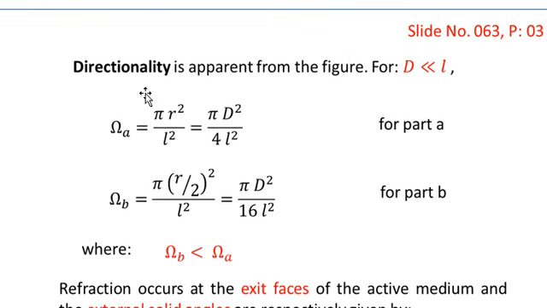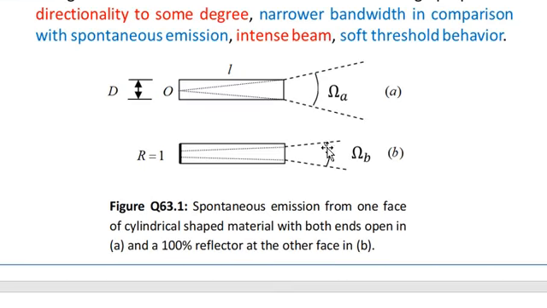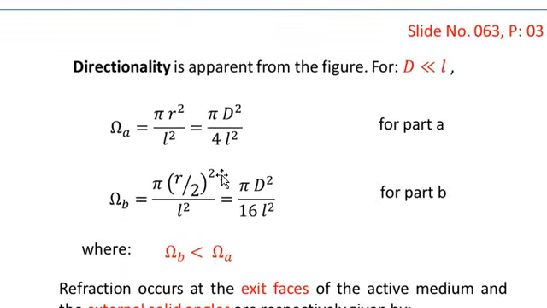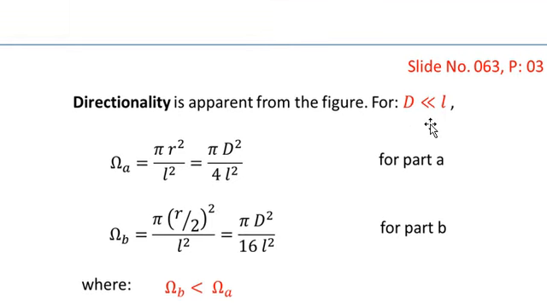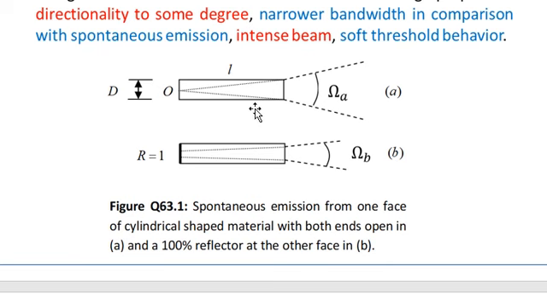For example, directionality. Directionality is apparent from the figure. From both these figures you can see that the beam is somewhat directional, moving towards the right both in A and B, where B has improved directionality because the solid angle in B is smaller than the solid angle in A, because in B we have a 100% reflector on the left end of the cylindrical cavity. So consider the case D is much less than L. That is, the diameter of the cavity is much less in comparison with the length of the cavity.